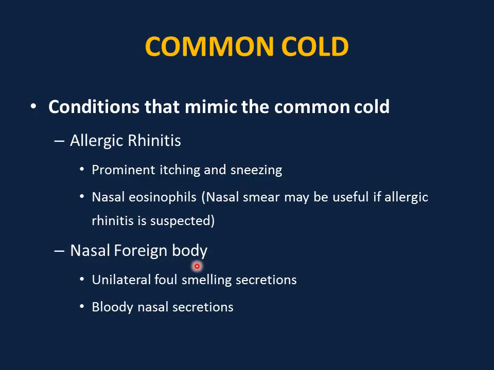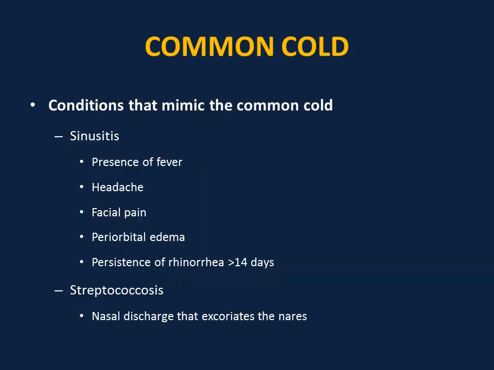With a nasal foreign body, children have unilateral foul-smelling secretion and a bloody nasal discharge from one side. So when you have a unilateral foul-smelling secretion from one side, you have to consider a nasal foreign body and look for it. Another case that may be mistaken for the common cold is acute sinusitis.